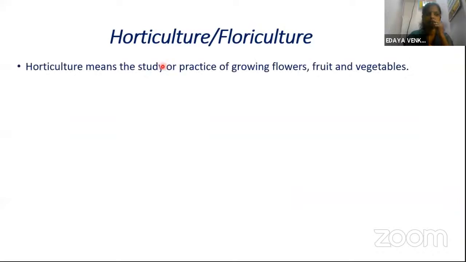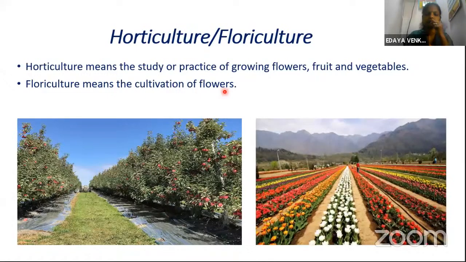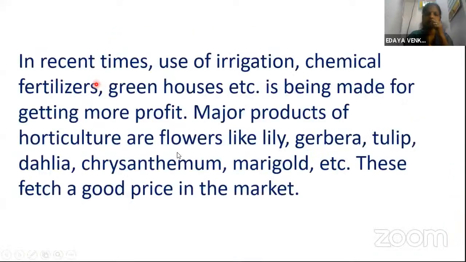Now, horticulture and floriculture is the fourth and the last type of commercial farming. Horticulture means the study or practice of growing flowers, fruits, and vegetables. Fruits are grown. And floriculture means cultivation of flowers. In recent times, use of irrigation, chemical fertilizers, greenhouses, etc. is being made for getting more profit.